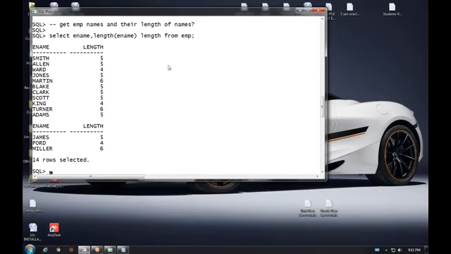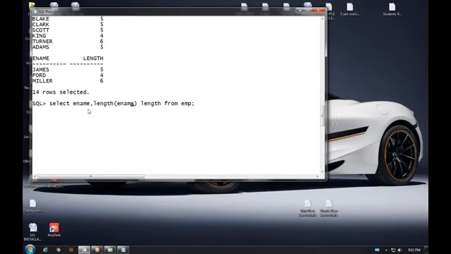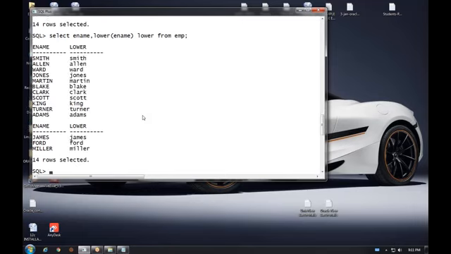Right. Now, next one, lower. Actually, employee names are in capital case. How to print them in lowercase? So here, lower of ename from emp. Lowercase. Every name, all characters are converted into lowercase.